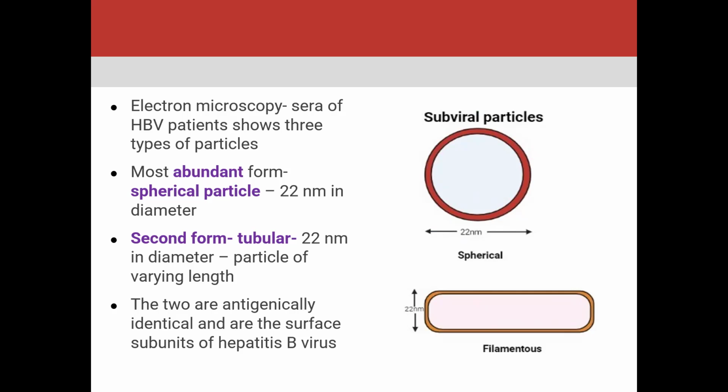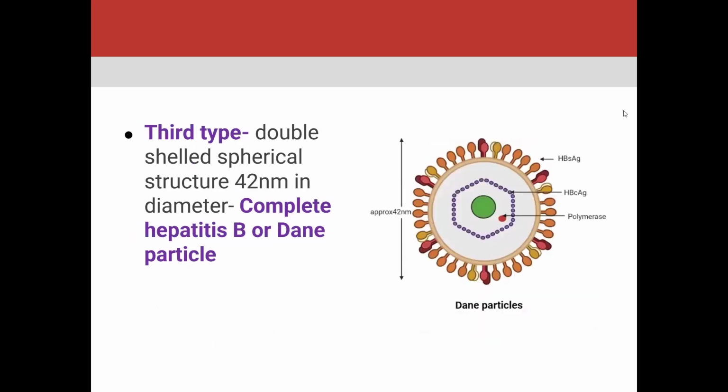The third particle is the complete virus particle, a double shelled spherical structure of 42 nanometer. This is the complete hepatitis B virus or Dane particle. Why is it called the Dane particle? It was first described by the scientist Dane and his co-workers in the year 1970. That's why it is called the Dane particle.